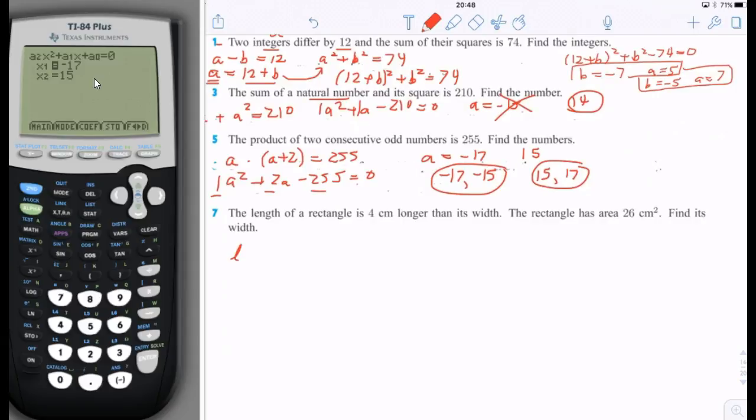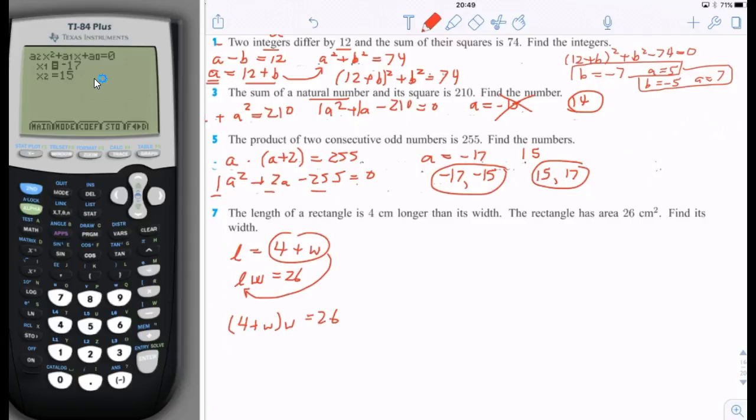So the length of a rectangle is 4 centimeters longer than the width. The rectangle has an area of 26. So length times width equals 26. Find its width. Okay. So again, we have two equations and two unknowns. We're going to use substitution. We're going to take the 4 plus w and we're going to substitute it in for L. So that will give us 4 plus w times w equals 26.